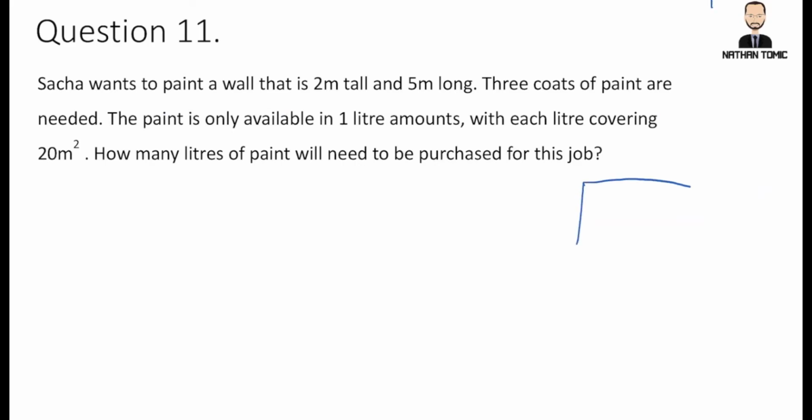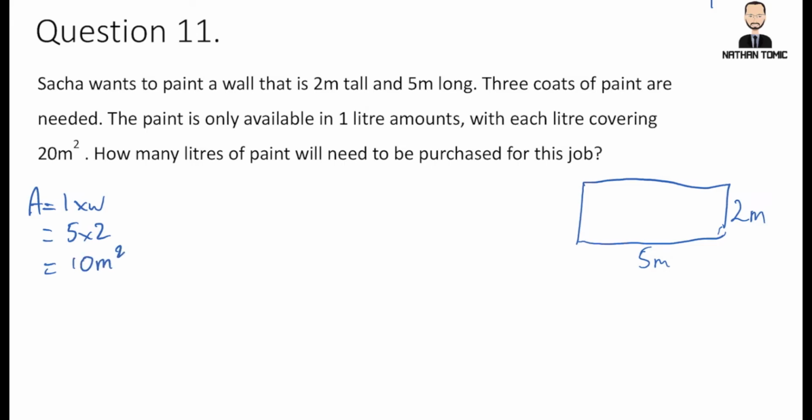So we have a wall. It is 2 metres tall and is 5 metres long. We're going to be painting, which means we're going to be covering it. So we're talking about area here. So let's work out the area first. So area equals length times width, which is equal to 5 times 2, which is 10 metres squared. Don't forget the metres and squared.